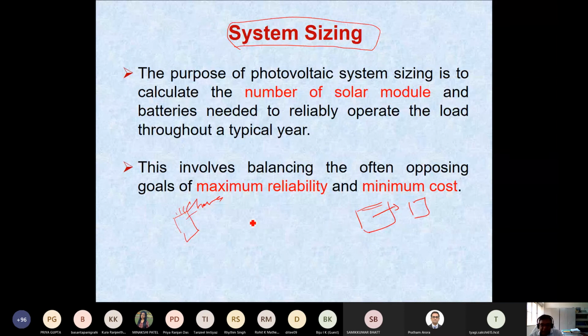So for that, finally, based on the available solar radiation intensity or the energy, you have to find out the number of modules that will be able to supply the power to fulfill your need. So that is the thing we have to consider. Sizing means the number of solar modules you have to consider.